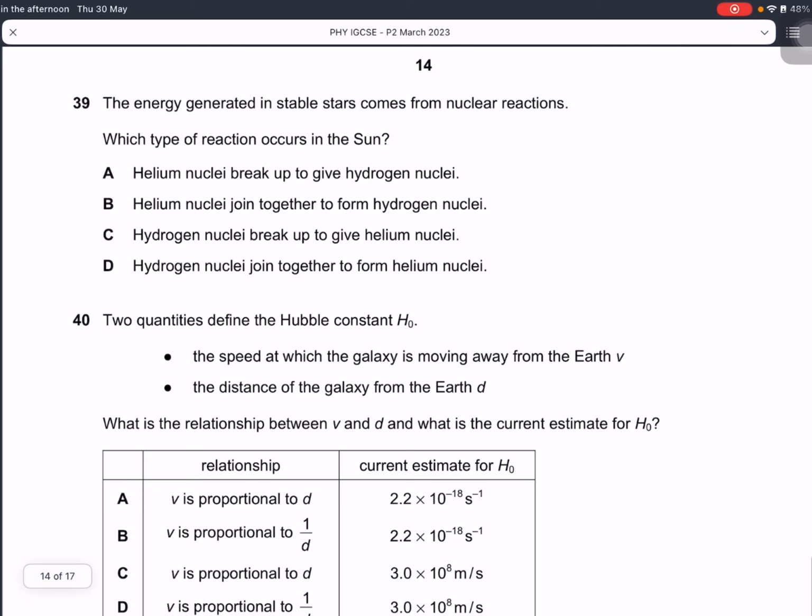So the energy generated in stable stars comes from nuclear reactions. What are stable stars? If you remember the nebula hypothesis we have learned, there we say it's stable stars. What is stable stars? Main sequence stars, yeah? So energy generated in main sequence stars comes from nuclear reactions. Which type of reaction occurs in the sun? Oh, fusion, of course. Hydrogen joined together to make helium. So which one? Helium breaks up? No. Helium joins together? Nope. Hydrogen joins. It's not a breakup, but the joining of hydrogen. This is D.